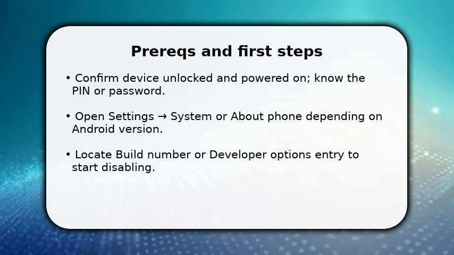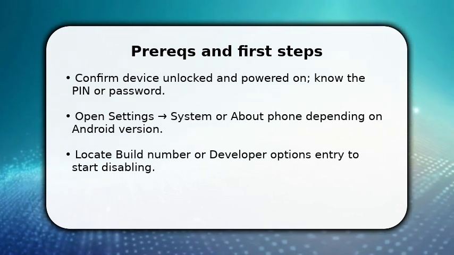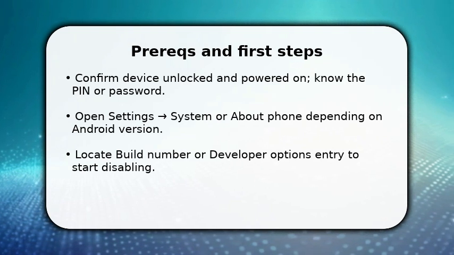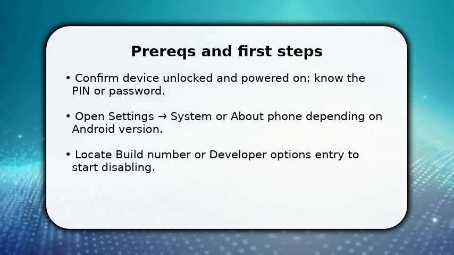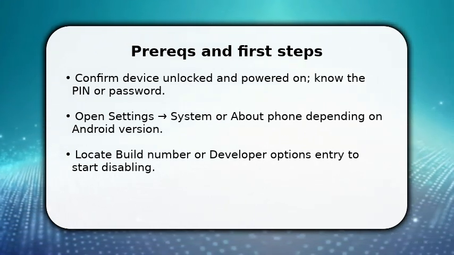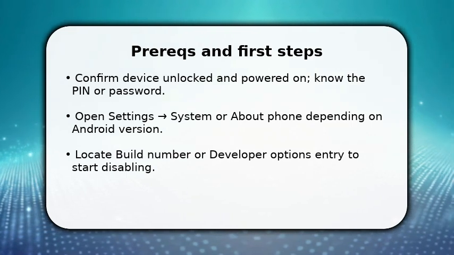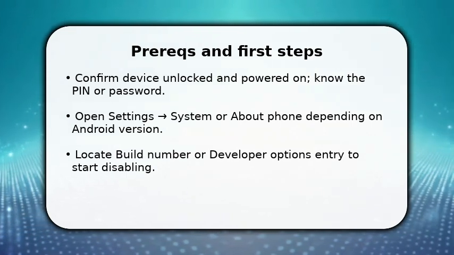If you see only Build Number, tap it repeatedly to confirm status. If Developer Options is visible, tap it to enter. You're starting the reversal process now, so don't skip locating the exact menu. This is where you'll turn the feature off.